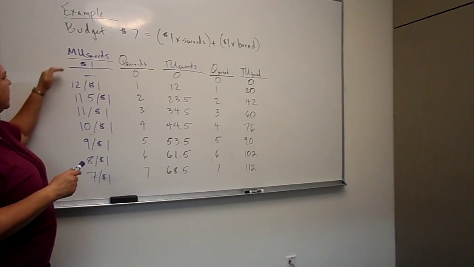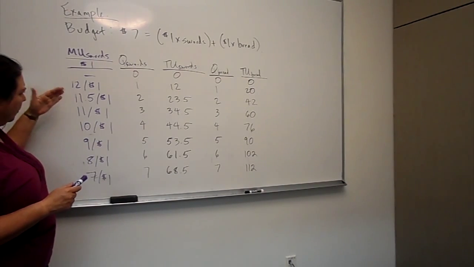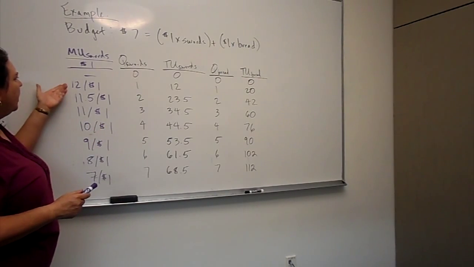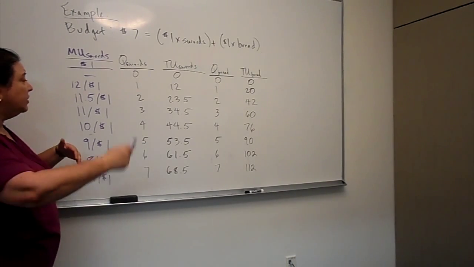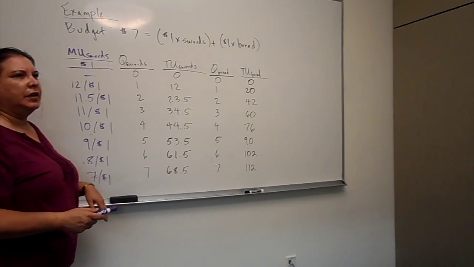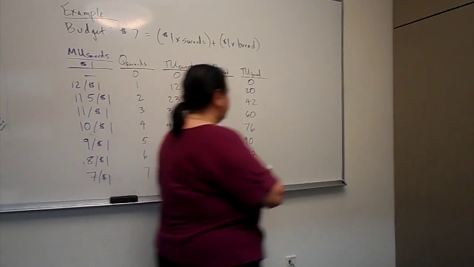What this says is if I spend the first $1 on swords, I get 1 sword, and that 1 sword gives me extra utility of 12. If I bought 1 sword and now I spend another $1 on swords, I'd get the second sword, and that would give me 11.5 units of utility. Now let's do the same thing for bread.